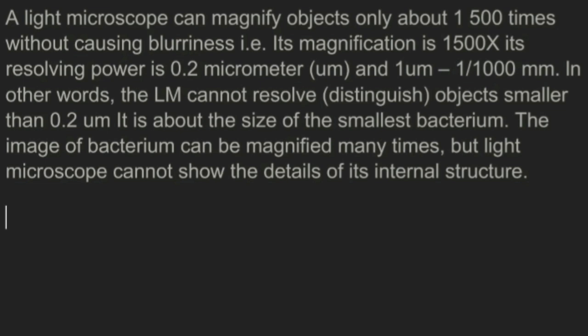A light microscope can magnify objects only about 1500 times without causing blurriness. For example, its magnification is 1500x. Its resolving power is 0.2 micrometer and 1 micrometer is equal to 1 per 1000 millimeter. In other words, the light microscope cannot resolve or distinguish objects smaller than 0.2 micrometer. It is about the size of the smallest bacterium. The image of a bacterium can be magnified many times, but the light microscope cannot show the details of its internal structure.